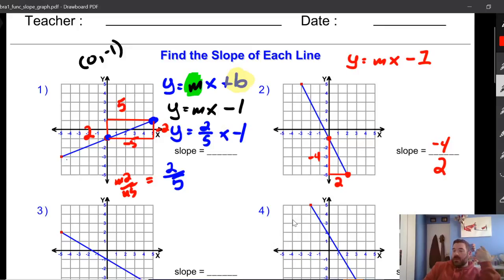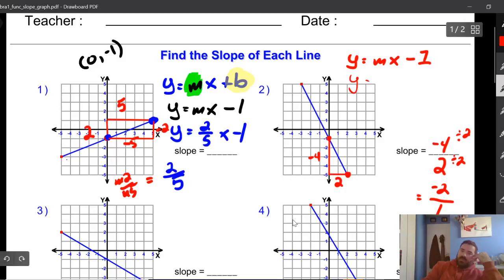However, this is not a reduced fraction. I want to make sure whenever I'm dealing with fractions that my answer is always in the reduced form. So I'm going to find the lowest common multiple, which in this case is 2. I'm going to divide both -4 and 2 by 2, and I'm going to get -4 divided by 2 is -2. 2 divided by 2 is 1, and in fact, I don't even have to write the 1 because it's the denominator. I can just write it as -2 because -2 divided by 1 is -2. So what's my slope? Well, my slope is -2, so y is equal to -2x minus 1.